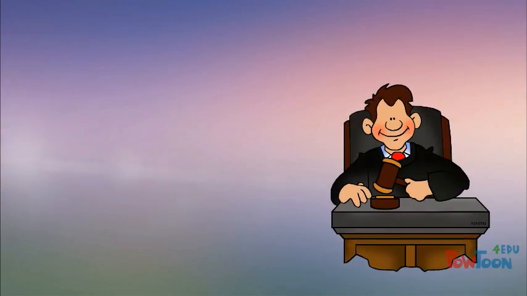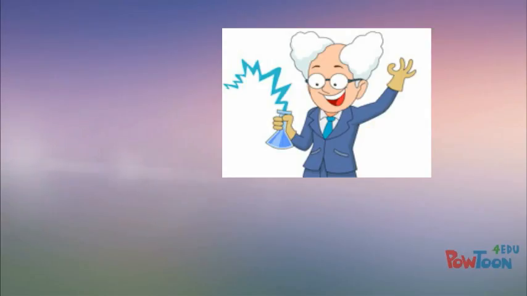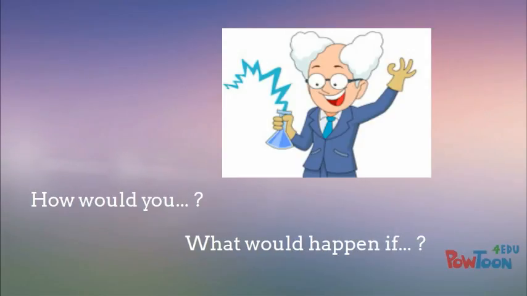The third level of thinking is that of a judge. Questions like do you think, how do you know, and would it be better if would be right for this category of questioning. The last and highest level is thinking like an inventor. Inventors ask questions that start with how would you or what would happen if.